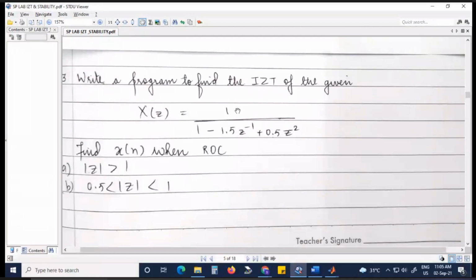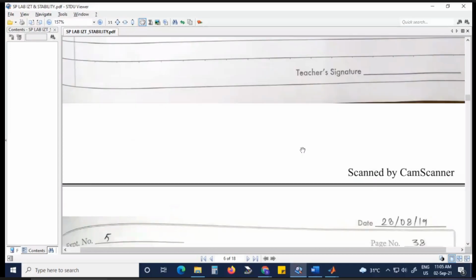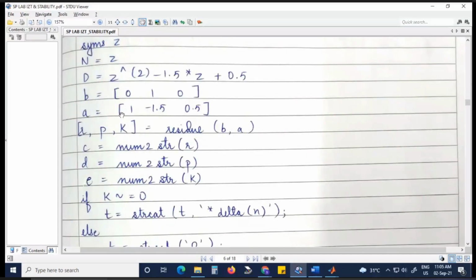And according to the partial fraction, it should be written in the form of X(z) by z. So in the numerator it should be z. So the numerator becomes z only, and the denominator becomes z square minus 1.5 z plus 0.5. Okay, this is the expression, only a simple expression.